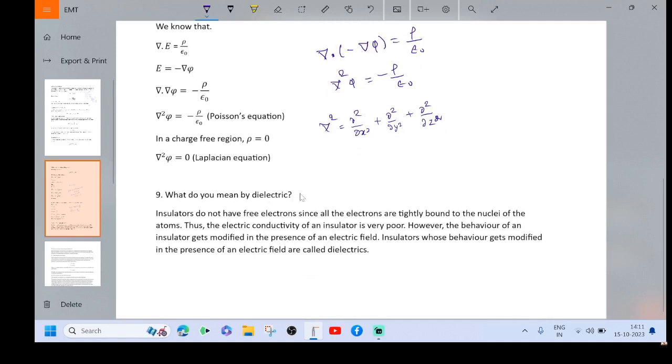What do you mean by dielectric? You know that insulators don't have free electrons since all the electrons are tightly bound to the nuclei of the atoms. Thus, the electric conductivity of an insulator is very poor. However, the behavior of an insulator gets modified in the presence of an electric field. Insulators whose behavior gets modified in the presence of an electric field are called dielectrics.